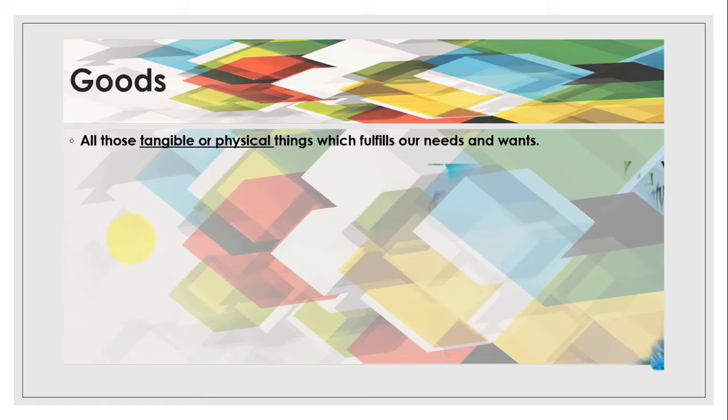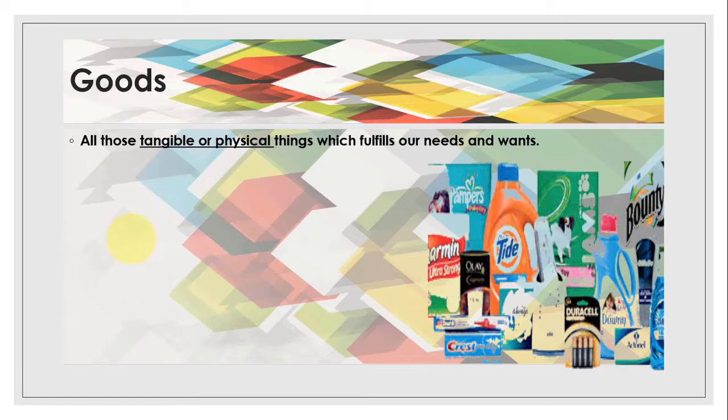Another term which we use in economics is goods. What does goods mean? Goods are basically all those tangible or physical things which fulfill our needs and wants. Like if you bought a motorcycle, that is a physical or tangible thing. So we use goods to describe these kinds of things which are physical or tangible.